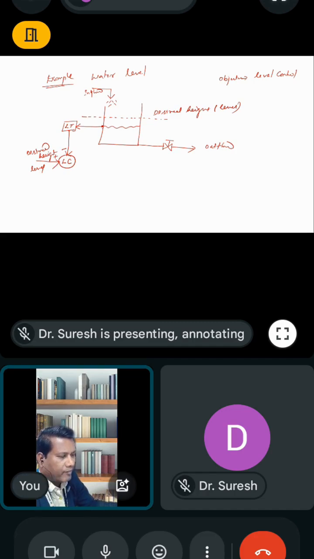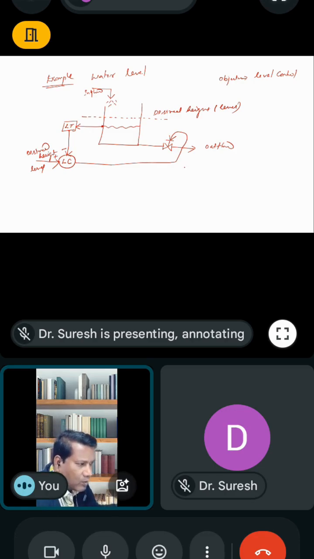So the level controller takes the deviation by comparing the desired height and actual height. Based on the error signal, it sends the signal to the valve. So the valve is either open or closed. The open and closed signal is sent by the controller.